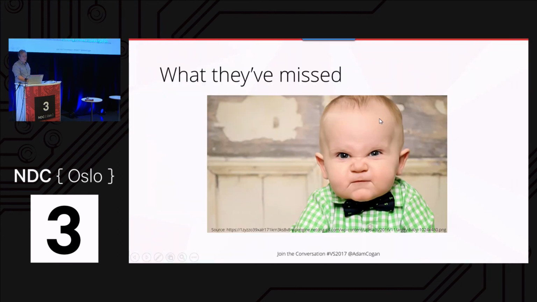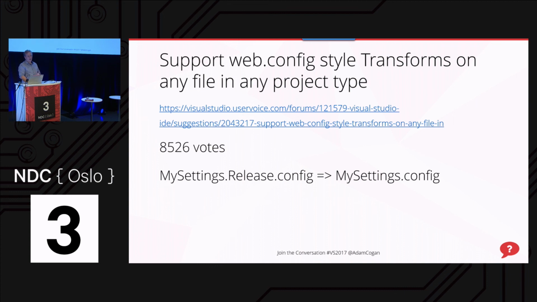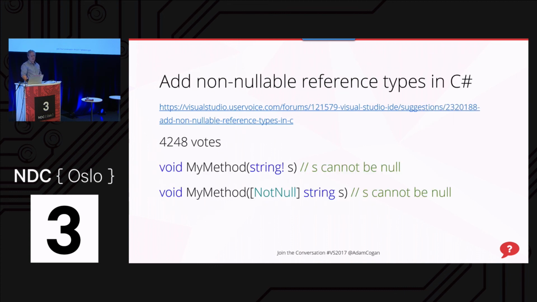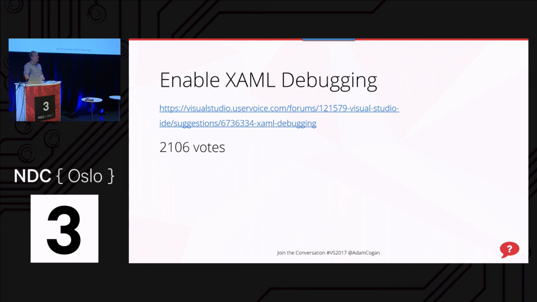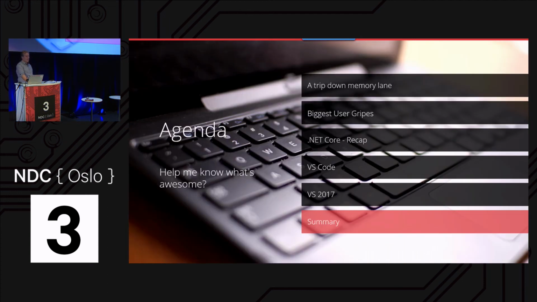Anyway, so what did they miss? Well, they didn't give us these transform things that I mentioned before. They didn't give us that one. They didn't give us the non-nullable reference types. They didn't do anything to do with Windows 10 Universal Apps in this case. They didn't give us XAML debugging. Okay? So, in summary, I think we've seen a fair bit. We talked about some history. We talked about how cool .NET Core is and Visual Studio Code. You've got lots of cool extensions there. And I took you through my favorite Visual Studio 2017 features.